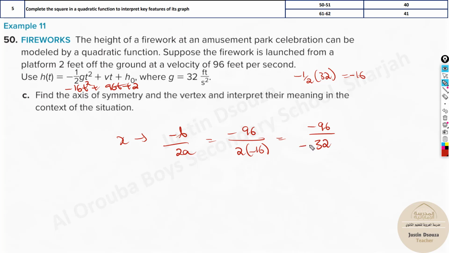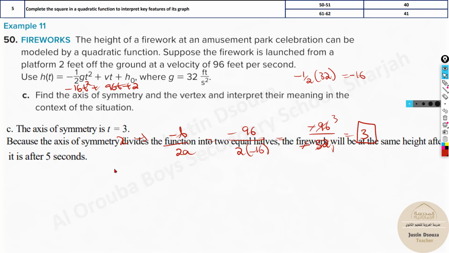Now minus and minus cancel off, it becomes plus. 32 three times will be 96. So 32 one time, 32 three times. Because why 3 over here? It's very simple. So the x value is 3. That's it. That is the axis of symmetry as well. Since it's not x over here, it's about t, we say t equals 3. That's it.